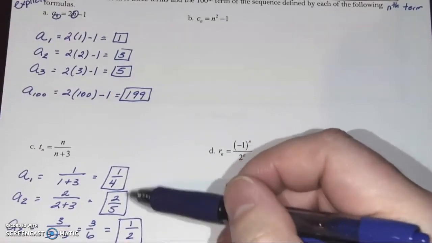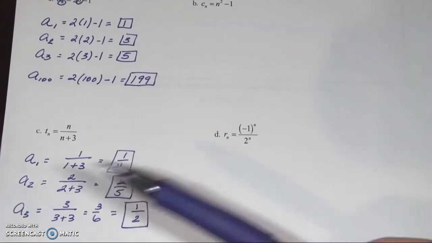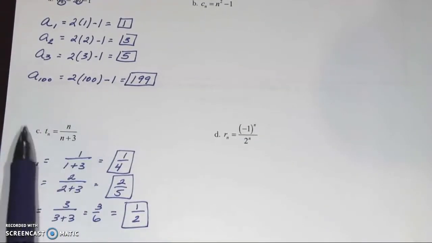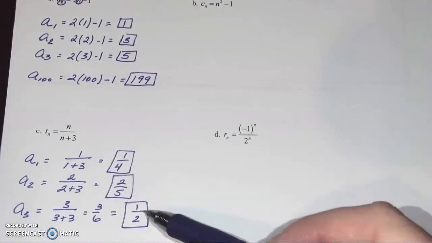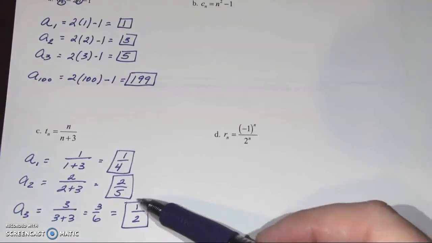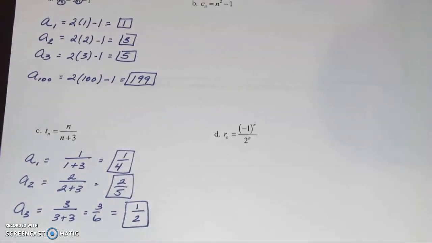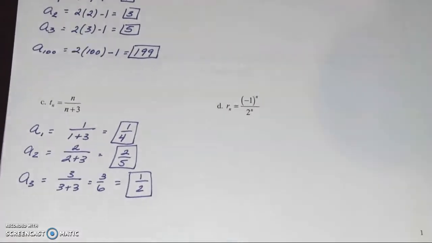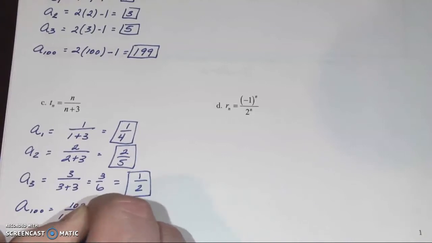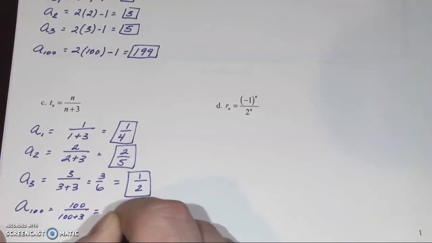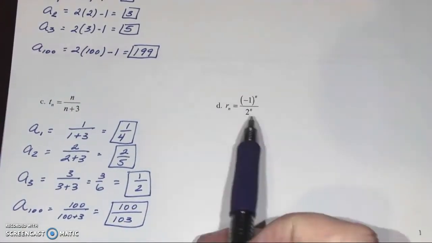Now, this can be a little bit confusing. At some point we will give you a sequence, then have you try to find the formula that would define that, the explicit formula. If we listed out 1/4, 2/5, 1/2 as the sequence, you might not think of this as 3 over 6, and it might be a little bit confusing to try to figure out what that sequence actually is. And then the 100th term, 100 over 100 plus 3, is exactly that. 100 over 103.